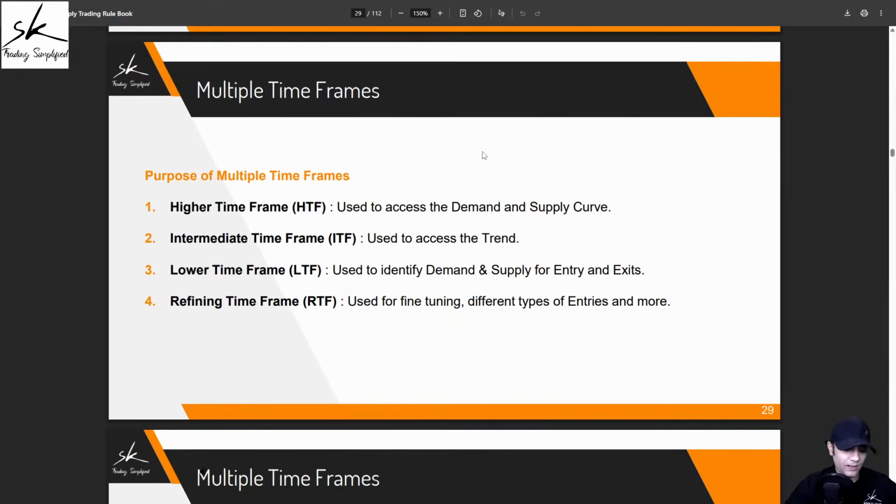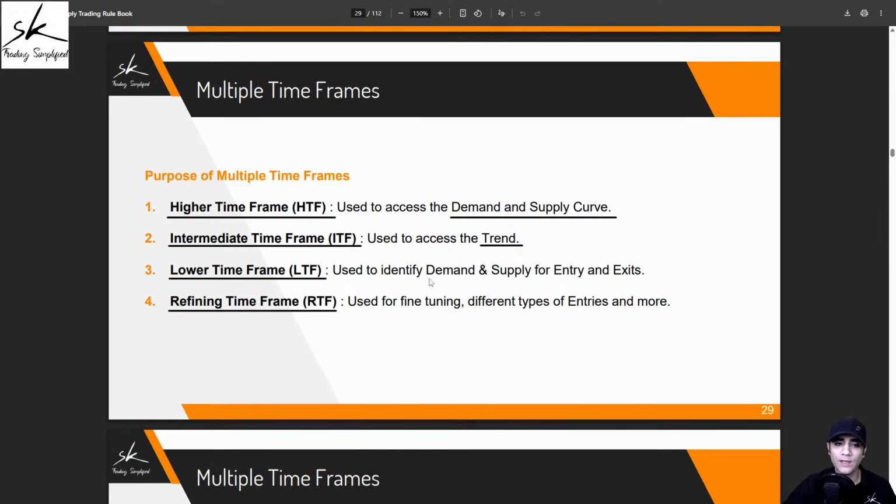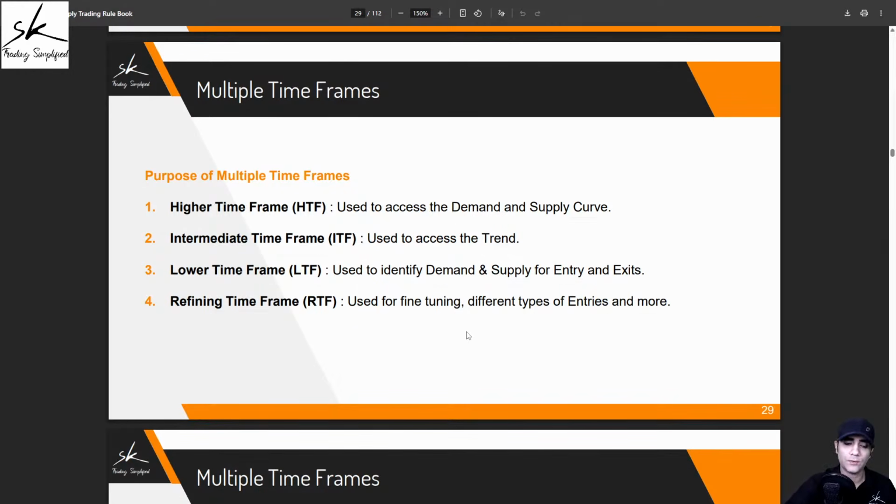Now, what are the multiple time frames we use? We use a minimum of 4 different time frames, and we call them the high time frame HTF, intermediate time frame ITF, lower time frame LTF, and the refining time frame RTF. Higher time frame is used for demand supply curve analysis. Intermediate is used for trend analysis. On the lower time frame, we identify our areas of demand and supply for our entries and exits. And the refining time frame can be used for multiple purposes like fine-tuning the zone, different kinds of entries like your type 2, type 3 entries, or in case we need to apply some additional rules, we can also use the refining time frame for those additional rules.